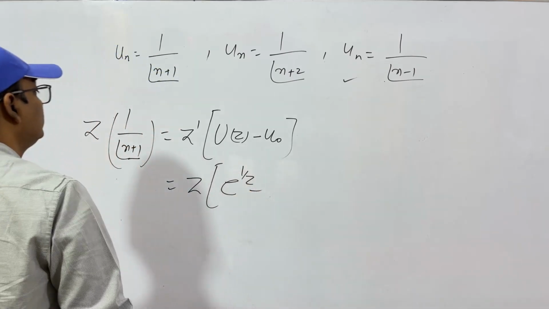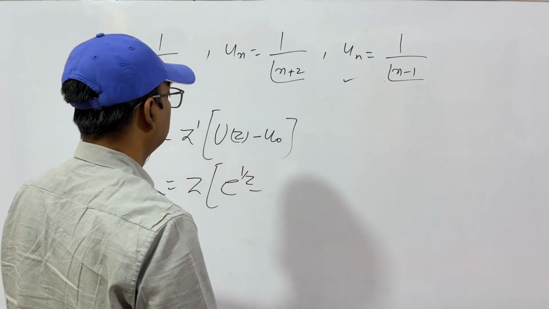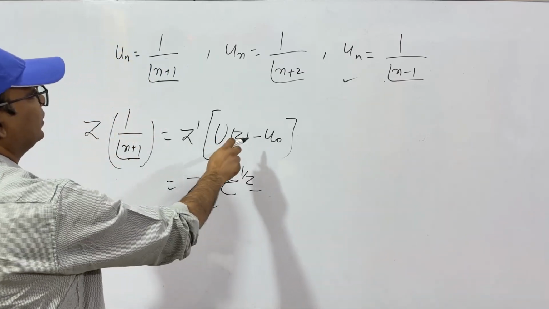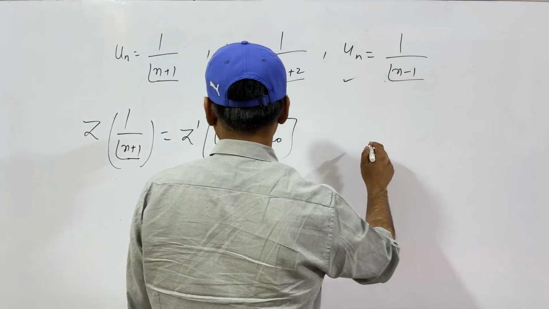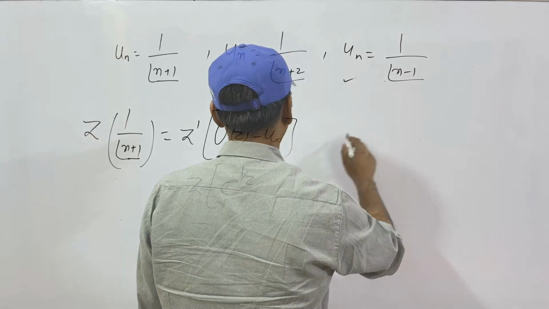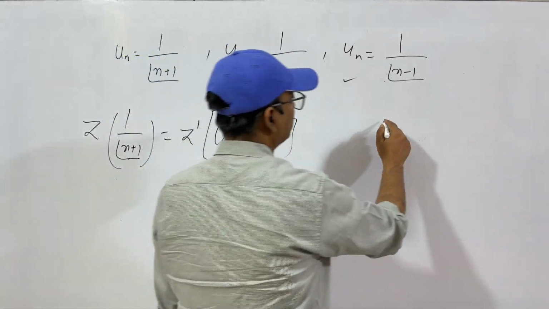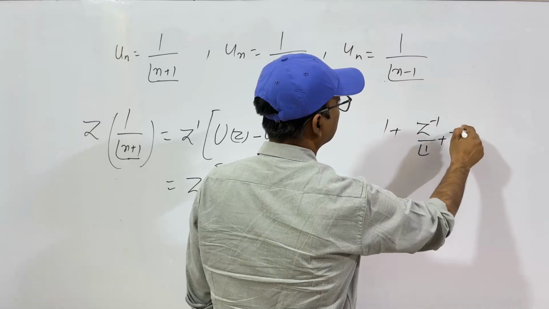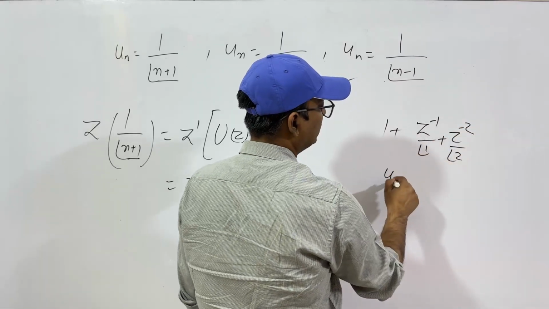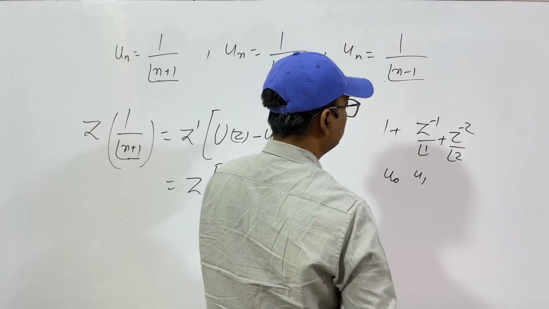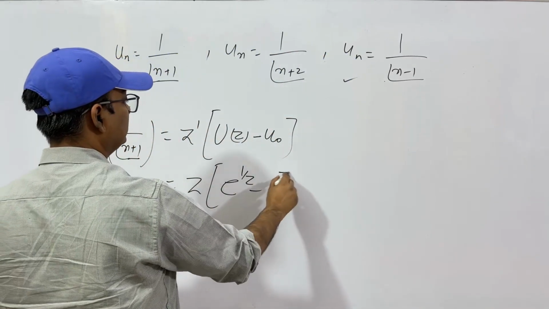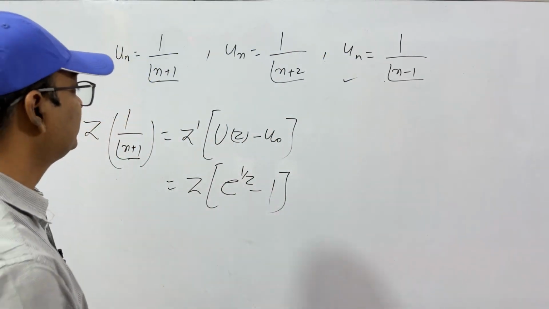What is the value of u0? So u0 is 1. If you see this expansion, if you remember, the expansion was 1 plus z to the power minus 1 by factorial 1, z to the power minus 2 by factorial 2. So this is your u0, this is your u1, and so on. So u0 is 1. So this is the value.